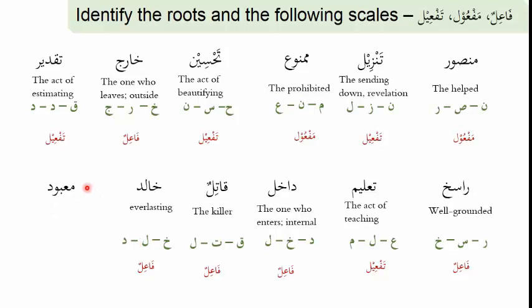Finally, in this set of exercises, we have ma'budun. It means the one that is worshipped. As we see, it has a meme in front, so it looks very much like Mansur. Right? So we have three root letters here, ayn, ba, and dal. That is the root, inshallah. Ayn, ba, and dal, and the scale is maf'ulun.